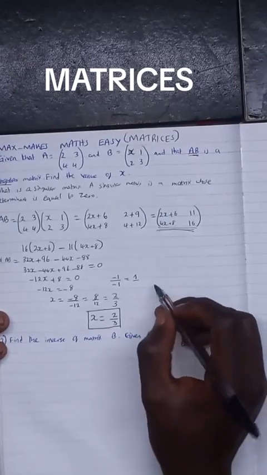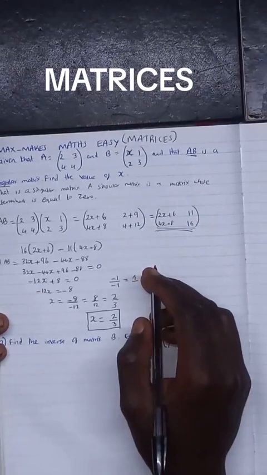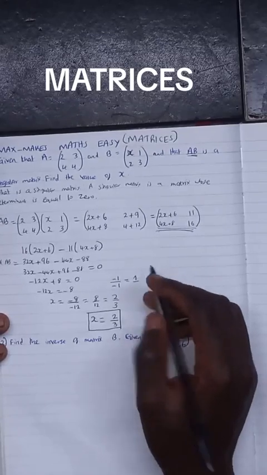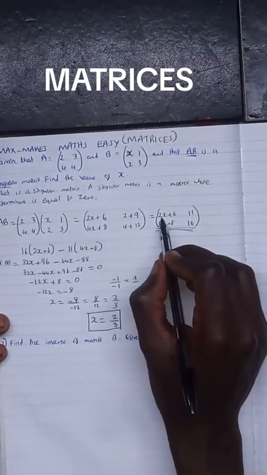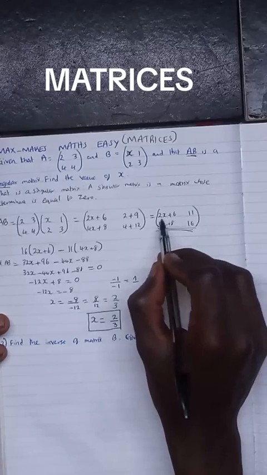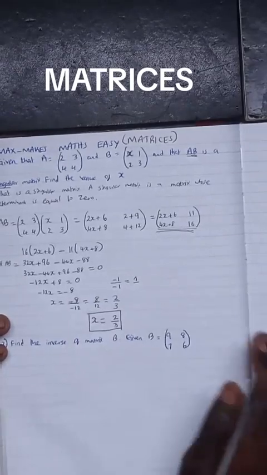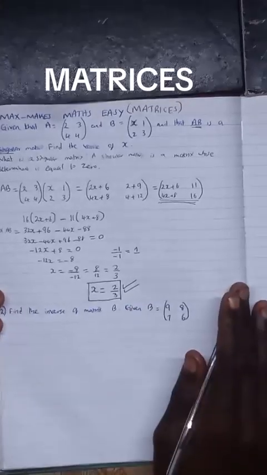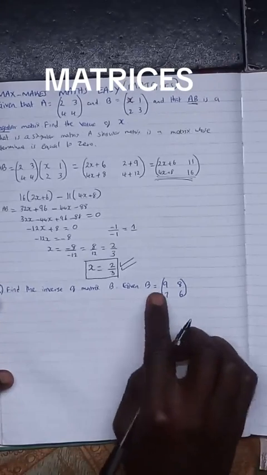So remember, since we have found the value of x, if you want to confirm things, just take your x and replace it in the matrix AB and see if you will find the determinant to be 0. That's the answer. The second question reads, find the inverse of matrix B, given that B is equal to 9, 8, 7, 6.